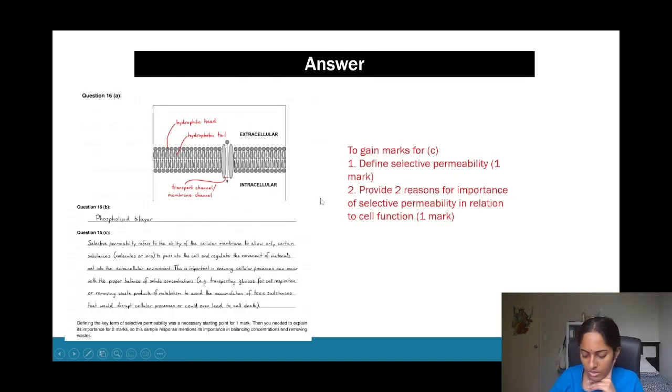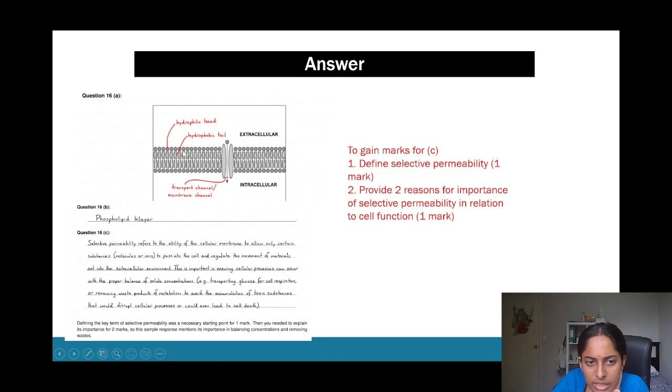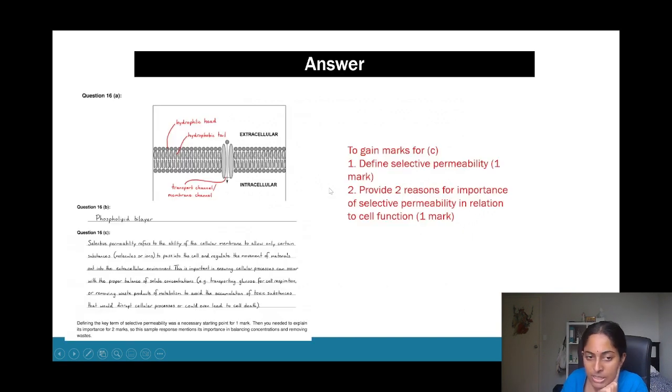So first up, this should probably give you a hint that this is the cell membrane. So it's asking you to label the diagram. So you would identify what this phospholipid stuff is. So this is the phosphate head and then the hydrophobic tail. And then you look at what the protein channel is. So this is a transport channel. Next part is asking you what the cellular component is. And that's pretty much a cell membrane or phospholipid bilayer.